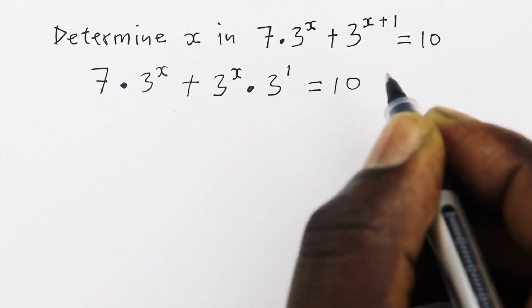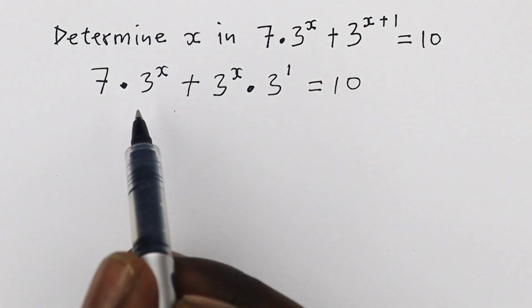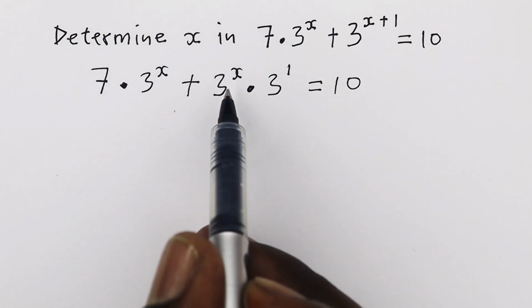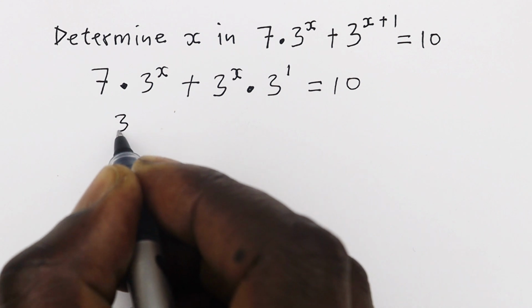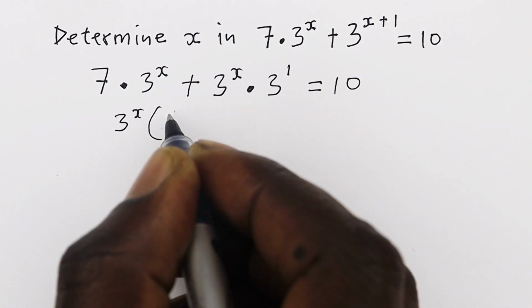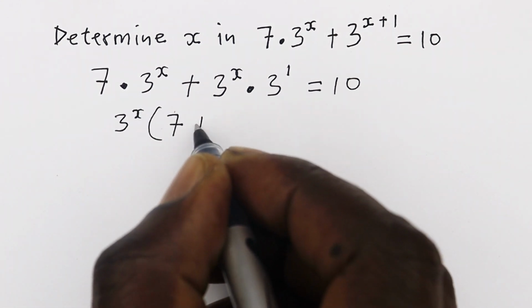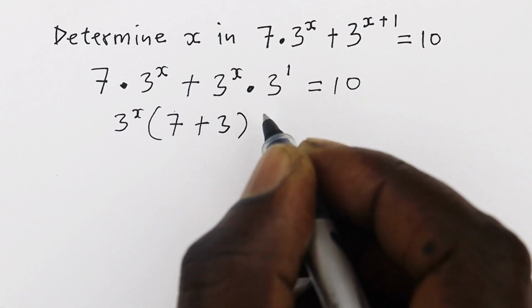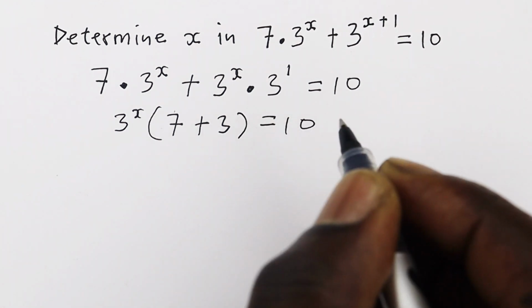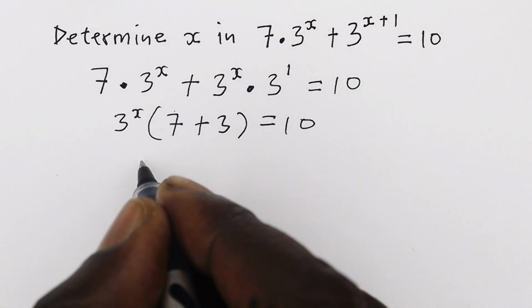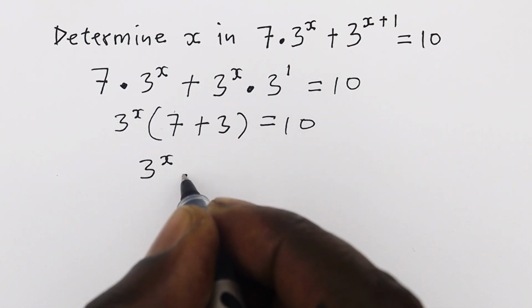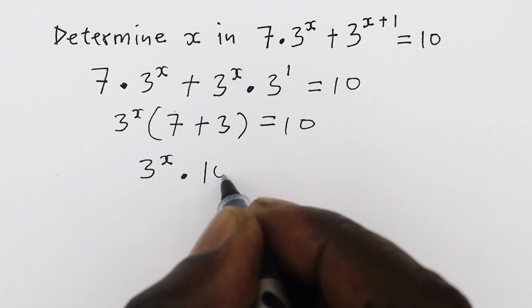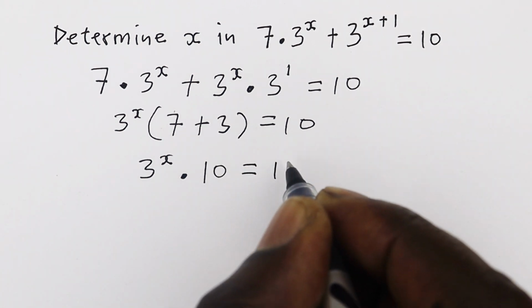So the next thing you're going to do is identify that 3 raised to power x is common. So you can factor it out so that you have 3 raised to power x into 7 plus 3 power 1, which is just 3, is equal to 10. So this is the same as 3 raised to power x times 10. 3 plus 7 is 10, and that's equal to 10.